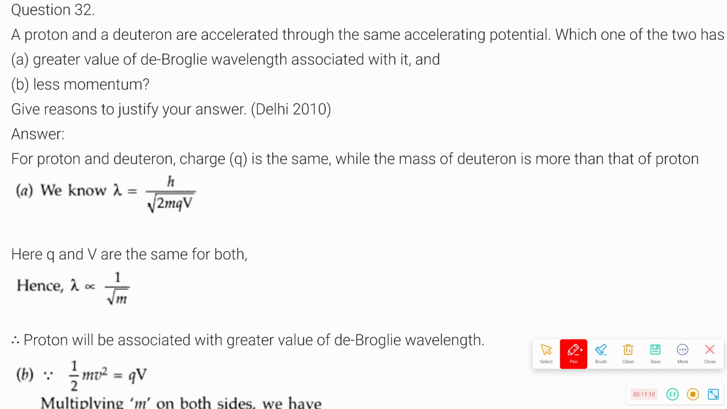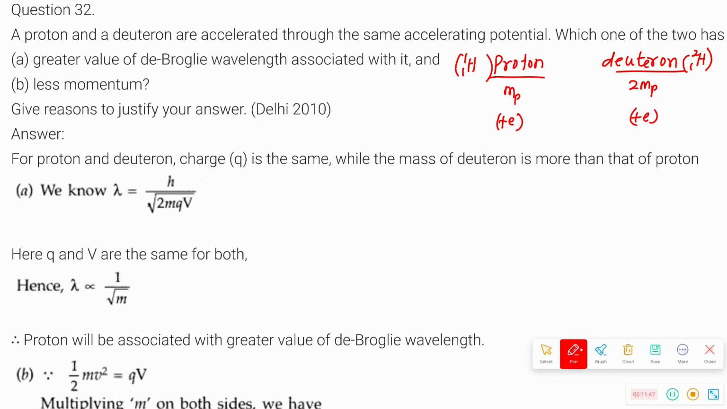Proton, deuteron, two particles. You should understand. I told you about proton and deuteron. Proton mass is mp, here mass is 2mp. Here charge is plus e, here charge is also plus e. Both are positive. Proton you can imagine like 1H1 and this one is 1H2. Now next, greater value of de Broglie wavelength.